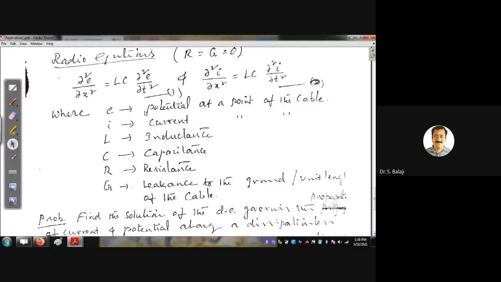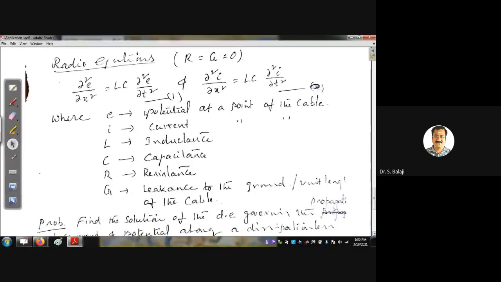Current I is equal to current here. L is inductance, C is capacitance, R is resistance, and G is the leakage to the ground per unit length of the cable. So we have to remember these two equations here.